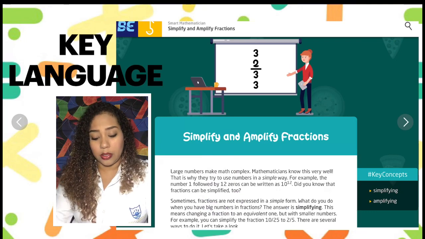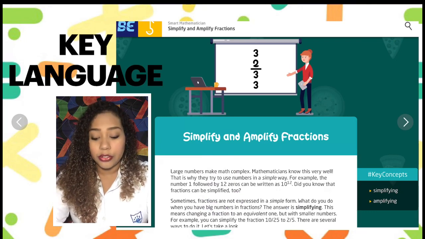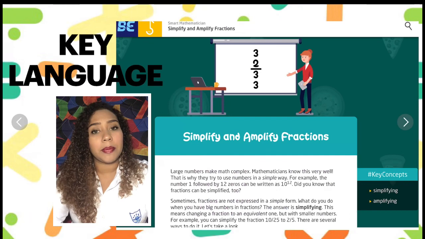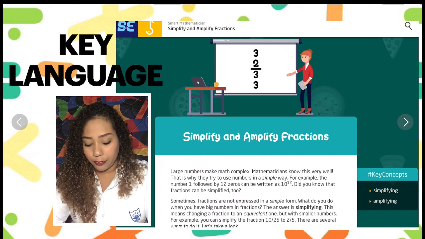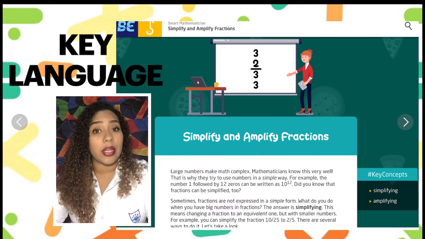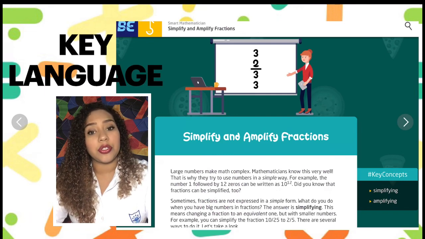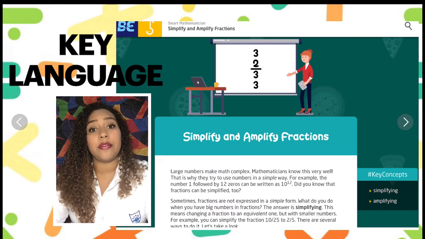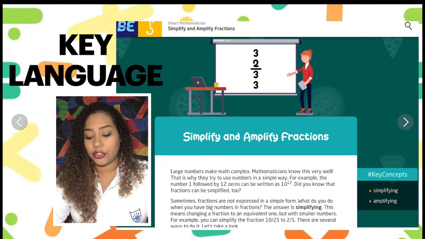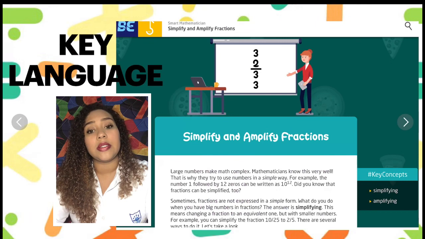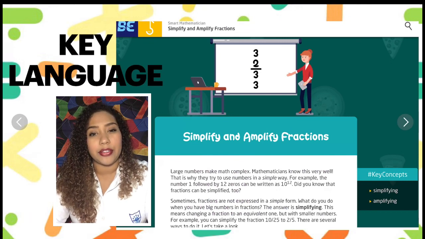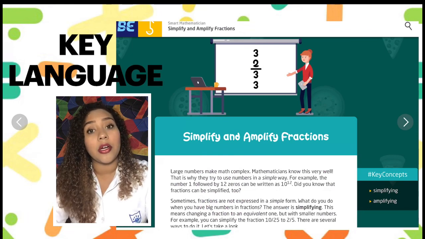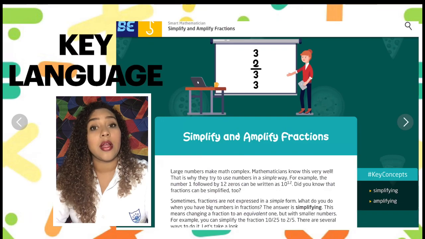But before everything, we need to start reading this key language. This key language talks about simplifying and amplifying fractions. Here they give you several examples of fractions. They even try to give you a problem about fractions, and you see several things related to fractions. So to make this easier and faster, let's start reading this key language, and then we're going to work together on the learning log activity. So let's start.